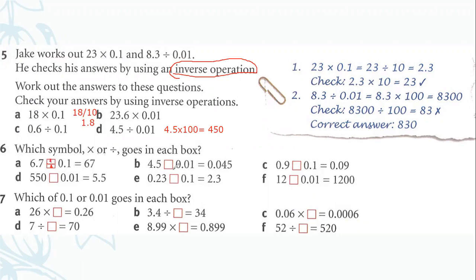This one is smaller, so here is multiply. Same like this you are solving. Now this one is smaller, even smaller, so it's also multiply. This one is bigger, so it's divide.